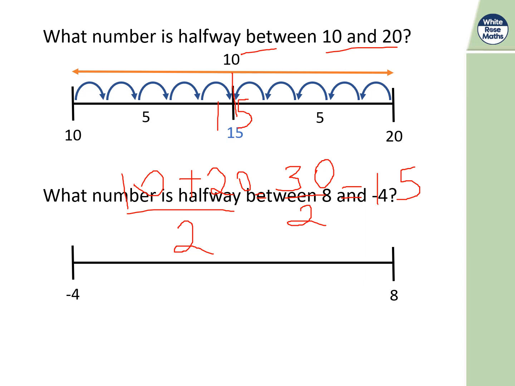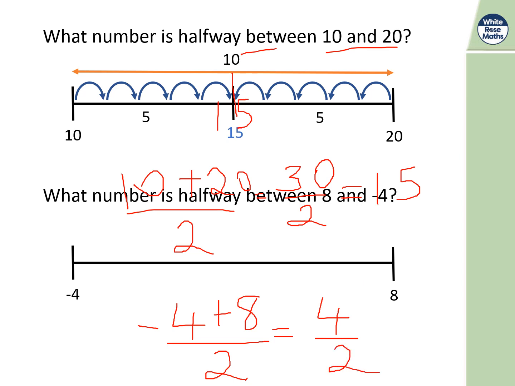Okay, this next question, what number is halfway between 8 and minus 4? So adding the numbers, minus 4 plus 8, all divided by 2. Okay, so that will give me the number 4. So 4 over 2 is equal to the number 2. Okay, 4 divided by 2 is equal to 2. So 2 is smack bang down in the middle. Okay, the White Rose Maths answer.